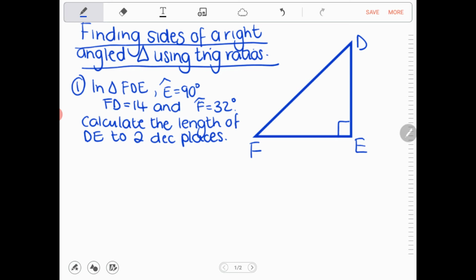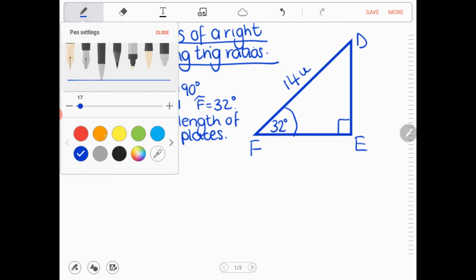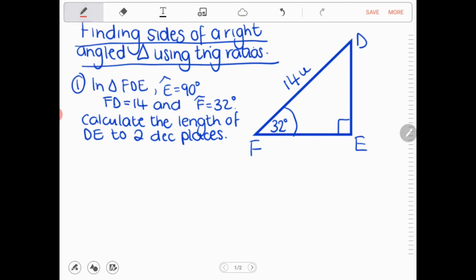In triangle FDE, angle E is 90, FD is 14, so that's 14 units, and angle F is 32 degrees. Okay, we're looking for the length of DE, and you can see it's obvious we can't use Pythagoras because we only have one side. So what we're going to do is use trig ratios, and we're going to use these steps.